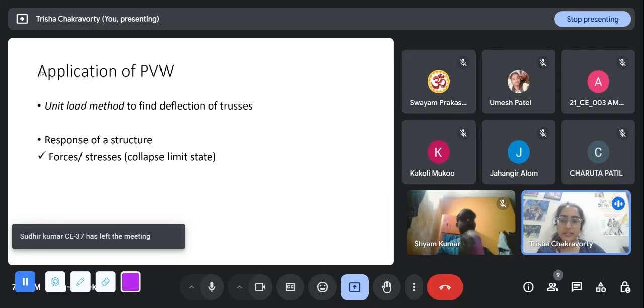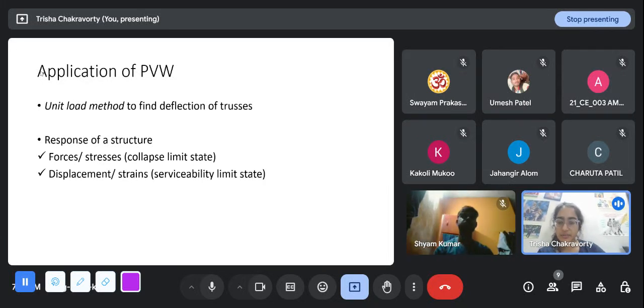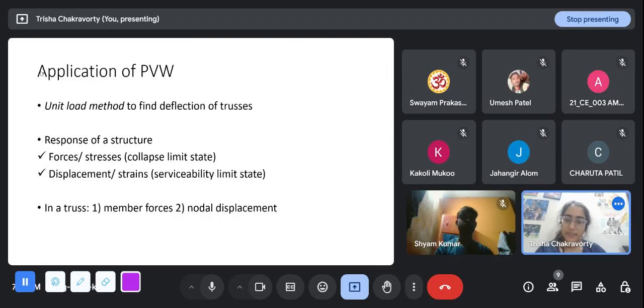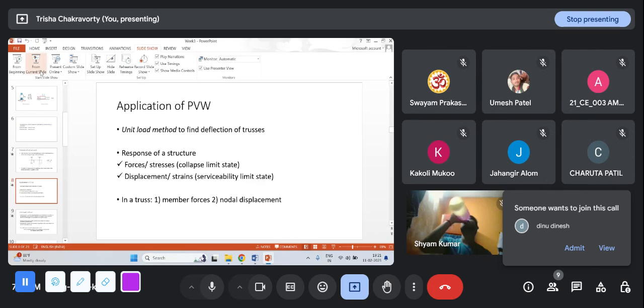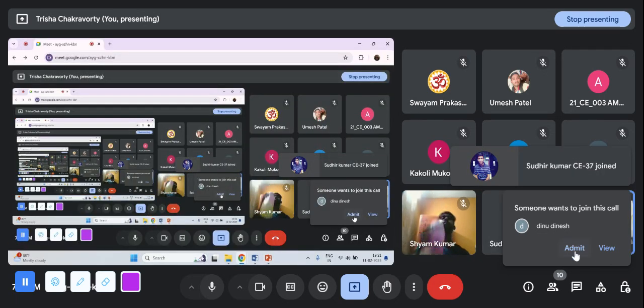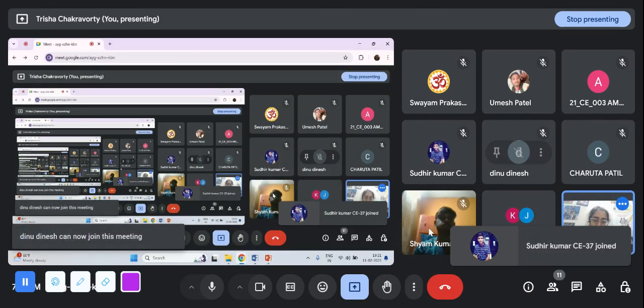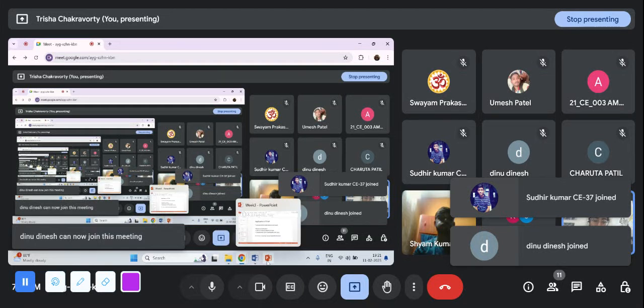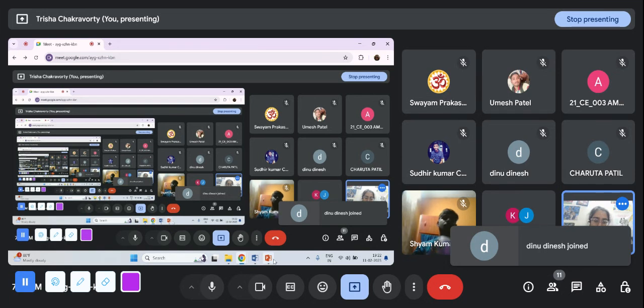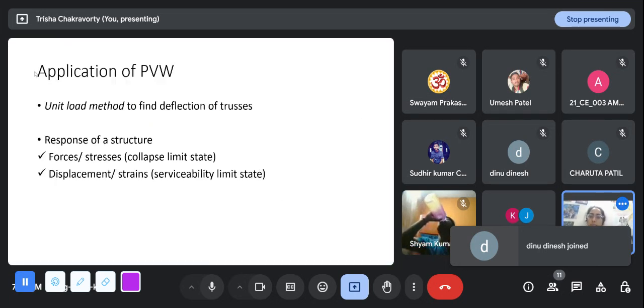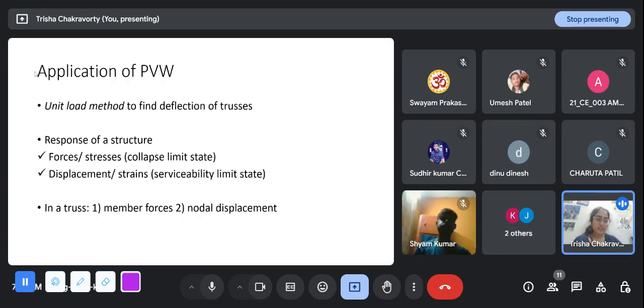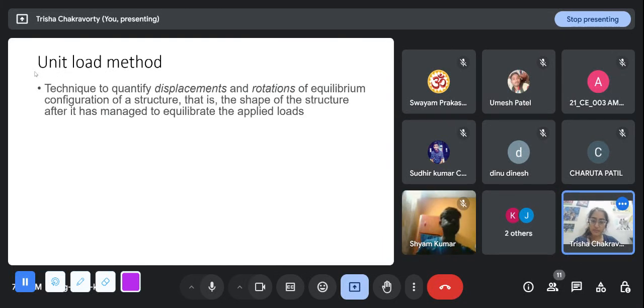The response of a structure, as I said, has two categories: forces or stresses, the collapse limit state, and displacements or strain, the serviceability limit states. And in a truss, there are two kinds of forces we are concerned with: the member forces and the nodal displacement. The member forces we have already seen how to solve by method of sections and method of joints, and the nodal displacements are something we are going to look at today by the unit load method.